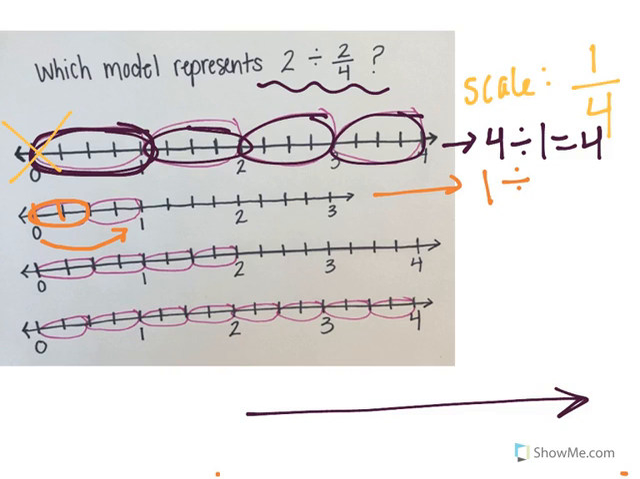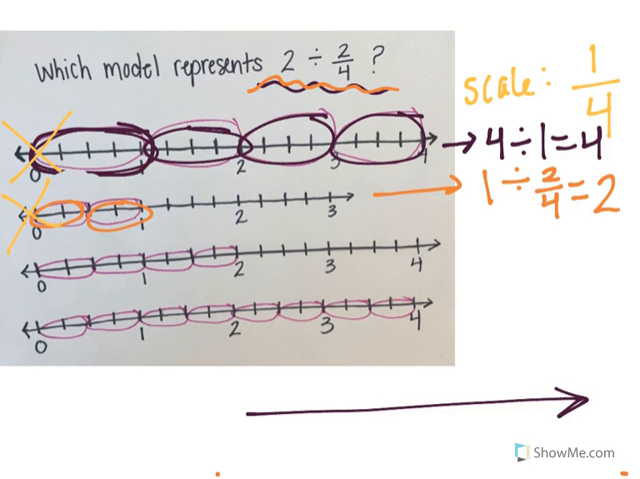I know that my scale is 1/4. So if I am covering 2 of these spaces, that means I am covering 1/4, 2/4. So I'm dividing 1 by 2/4, which is the same as 1/2. If I have 1 divided by 1/2 or split in half, my quotient is 2. I can double check that this is correct because there are 2 groups on this number line. Okay, so again, 1 divided by 2/4 does not match our expression up here, so the second number line is not going to work either.